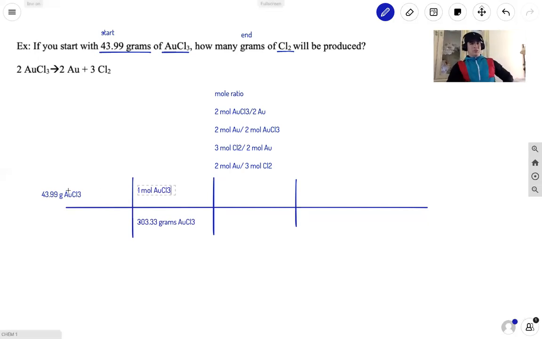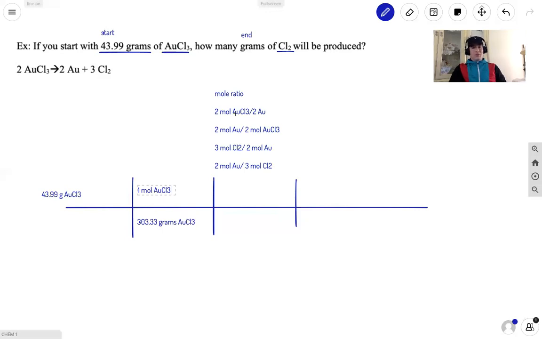So we started with this, and 303.33 grams is the molar mass. You find that by going to the periodic table and adding up what's given in your substance. There's also a shortcut for that on Wolfram Alpha. It's in the folders on Schoology, and I'll show you how to do that after the video. And that's 1 mole.